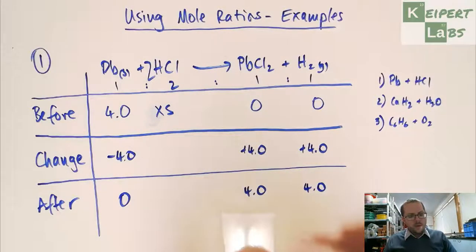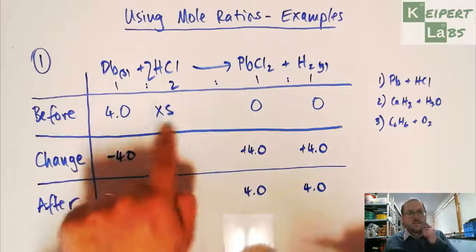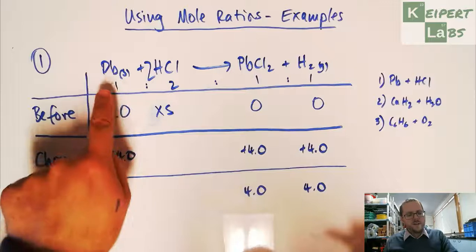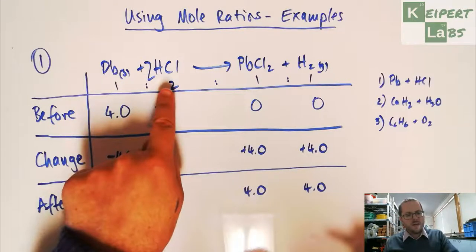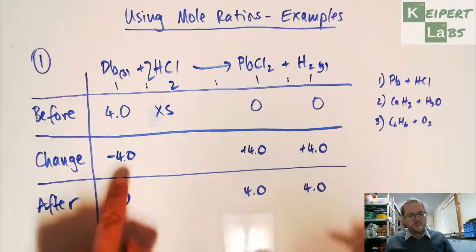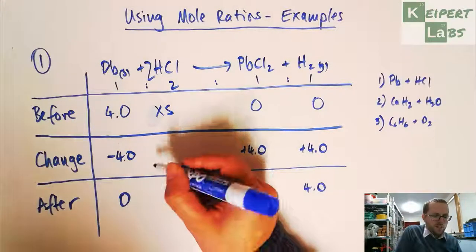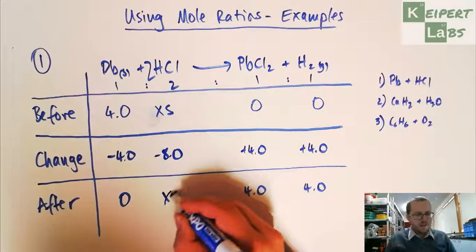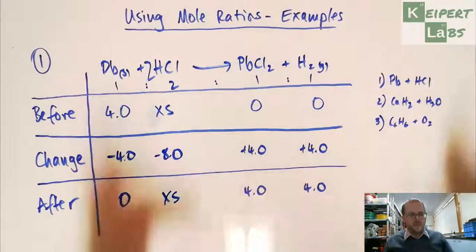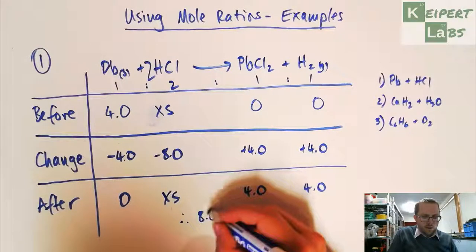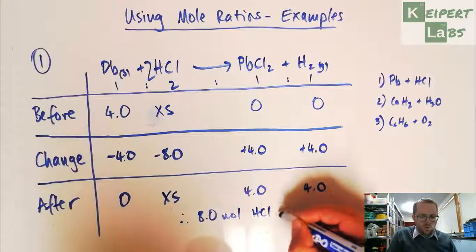Now I've got an excess, but some of those moles will be involved in the reaction. I've got a ratio of 1 to 2 here: I use up twice as many moles of hydrochloric acid as I have lead. So if I'm using up 4 moles here, I'm going to use up 8 moles here. I still have an excess, an unspecified amount more than I need, but I can say, therefore, 8 moles of HCl is required.